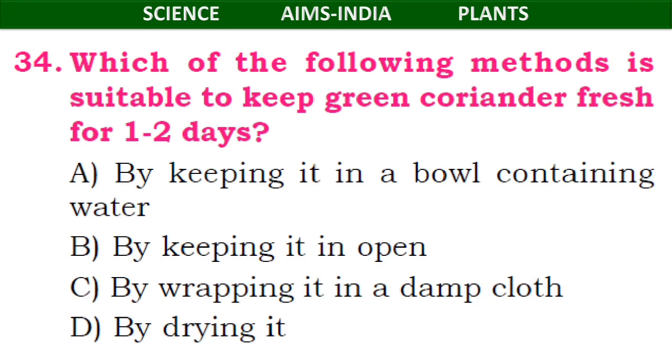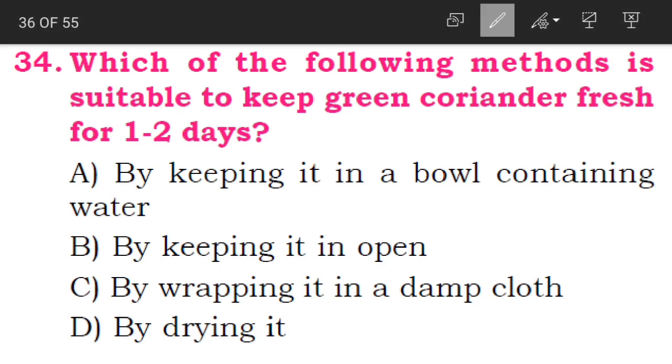So which method is going to keep these green coriander leaves fresh for 1 to 2 days? A option is by keeping it in a bowl containing water. B is by keeping it in the open. C is by wrapping it in a damp cloth. D is by drying it. So which is the suitable one, children?